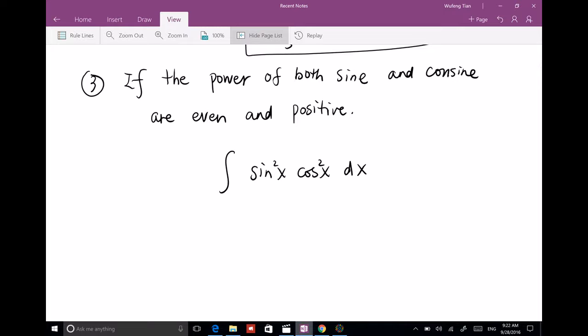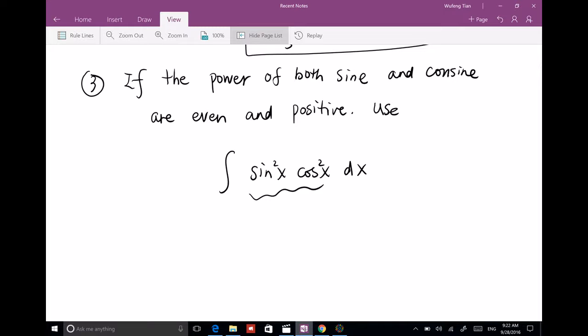Now we can't change that, because if we have both even, I cannot take one aside, because if I take one, then you have an odd number coming out. Okay, so if both are even, we're going to use the power reduced formula.